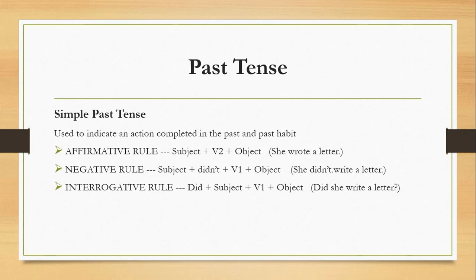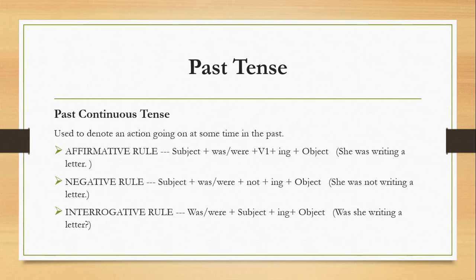Do remember, when we already write did, we do not write V2 again. We write only V1. For example, she didn't write a letter. We cannot write she didn't wrote a letter. That is wrong. We have to write she didn't write a letter. Interrogative, did plus subject plus V1 plus object. Did she write a letter?